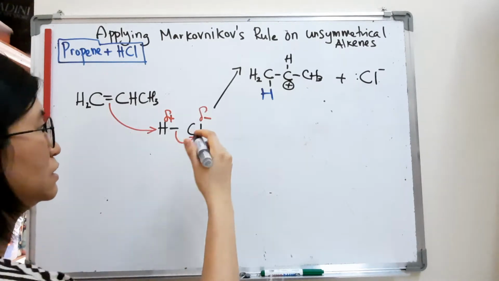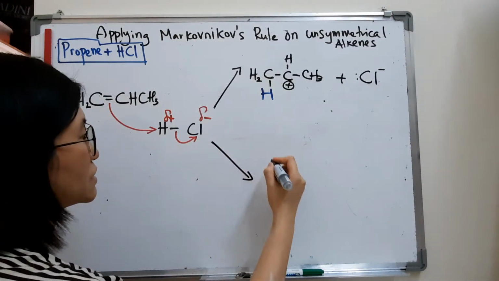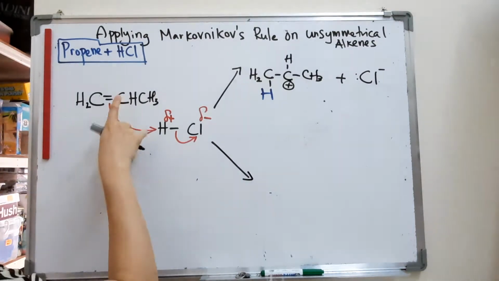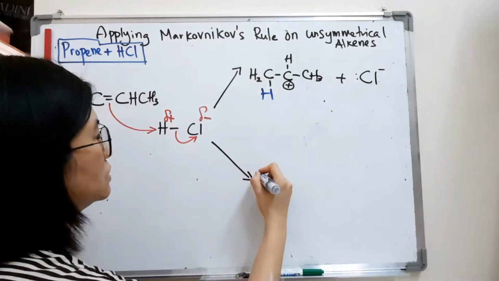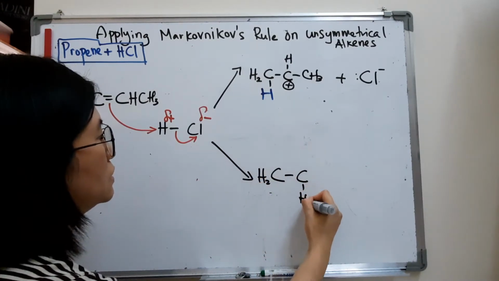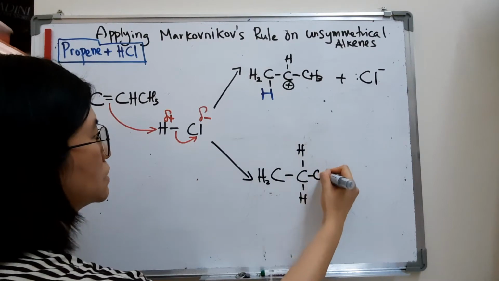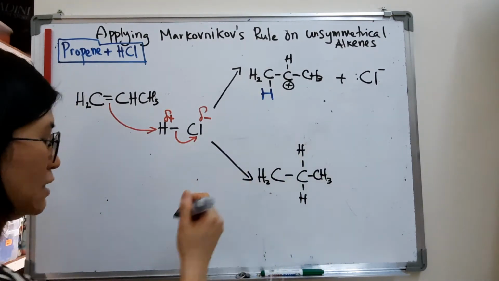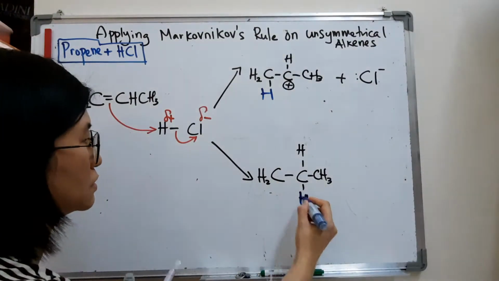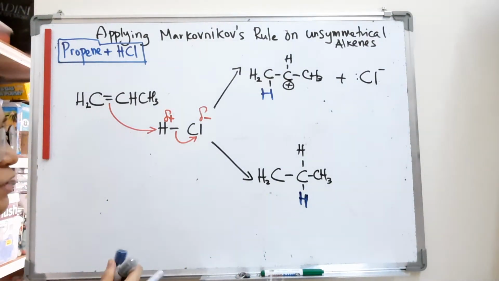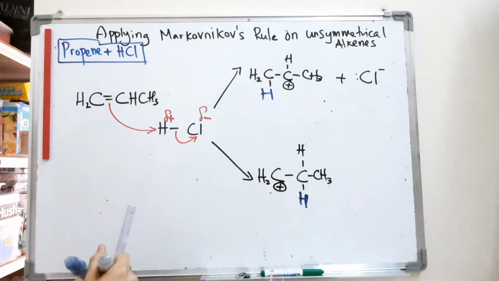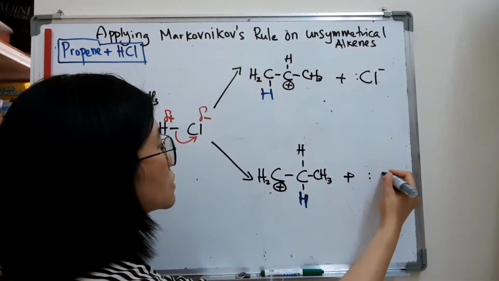Next, it can take place on the carbon on the right side, where H will be bonded with the carbon on the right side. If so, then it will be like this, CH3, and the plus would be here, with the chloride.